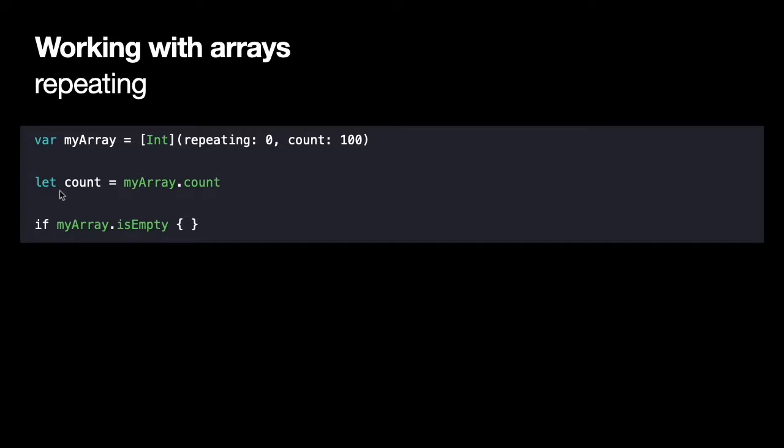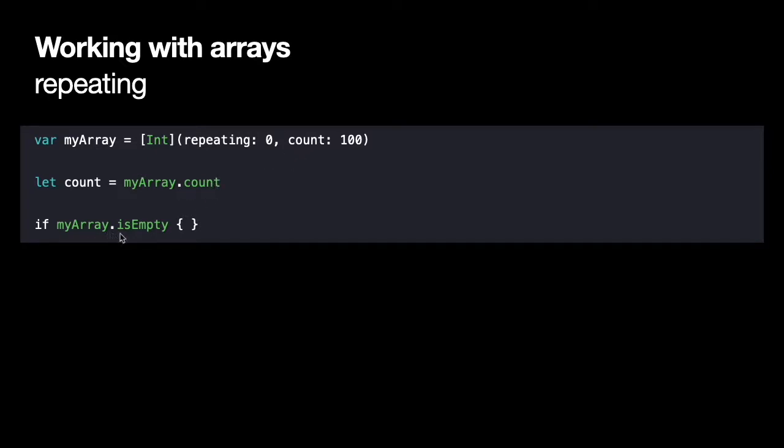Here we create a new integer, not an array of integers, just an integer, using the count property on myArray. So myArray.count will return 100 because myArray has 100 elements in the array.